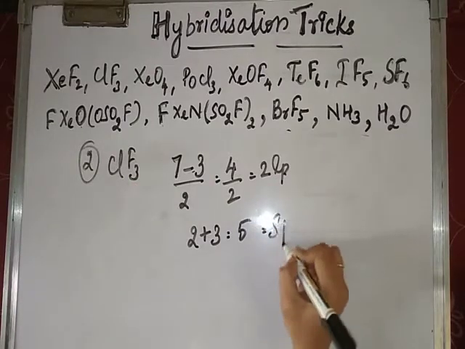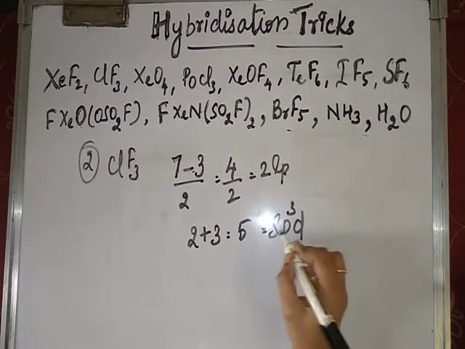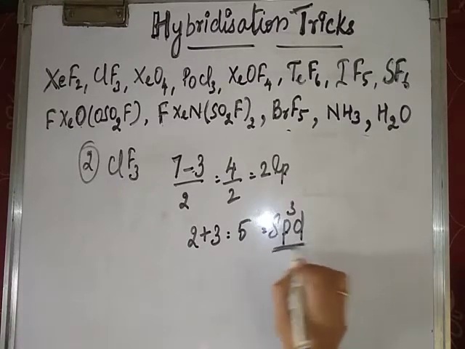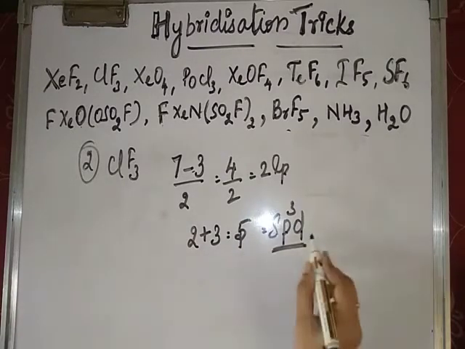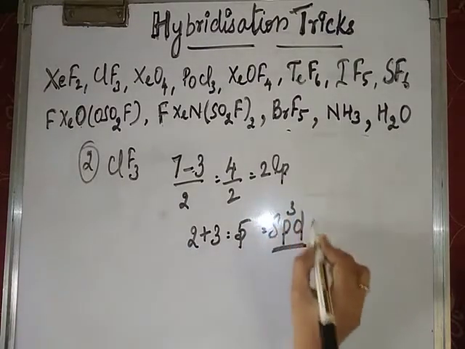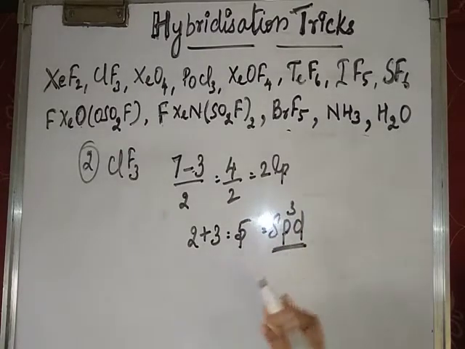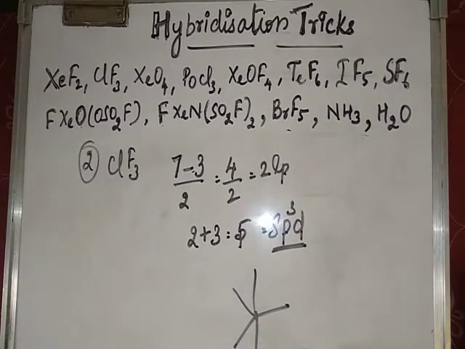So 5 means what is that? sp3d. 1, 2, 3, 4, 5. So overall, if you add, there will be 5. What is the base structure for sp3d? As I said earlier, trigonal bipyramidal. How many lone pairs are there? 2 lone pairs are there.